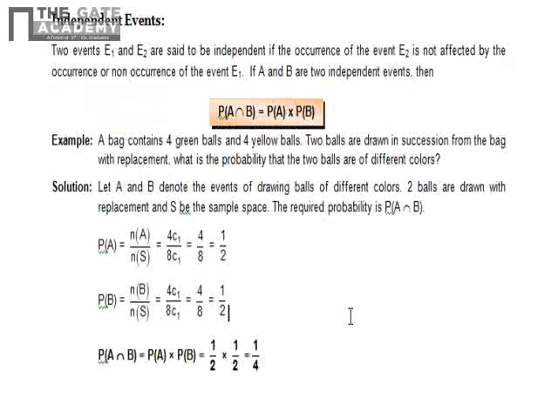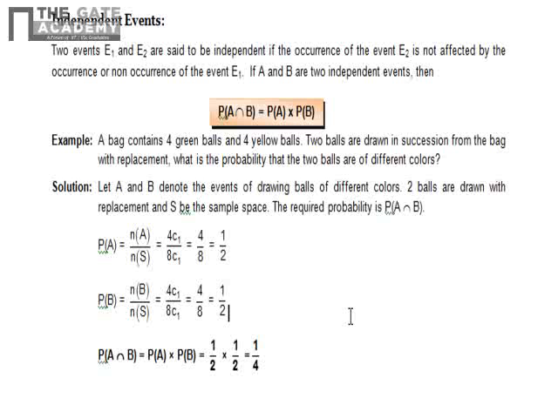Now we'll see independent events. Independent events: when there is no link between events, the occurrence of one cannot have any impact on the occurrence of the second. So if A and B are two independent events, the probability of A intersection B is equal to probability of A into probability of B. We'll see one example to understand this.